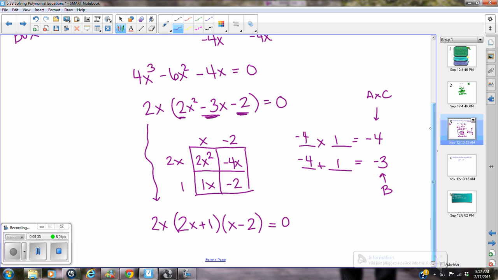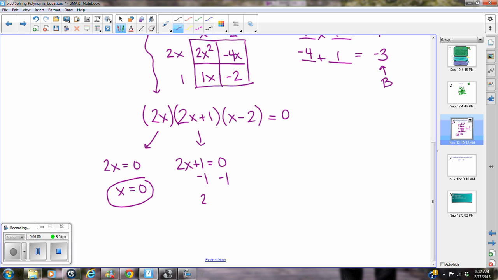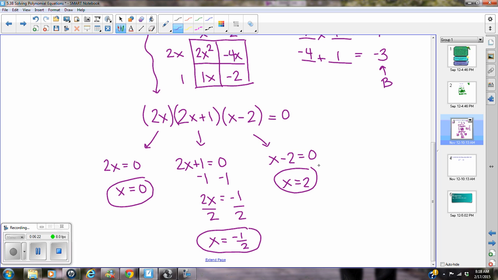Now remember, we were supposed to find out the solutions. We're supposed to be solving this. So here we really have, I'm going to put parentheses around this to make it look like we have 3 things multiplied that equal 0. Remember, what you have to do is set each of those things equal to 0. So if 2x equals 0, I divide everything by 2 and x equals 0. There's my first solution. If 2x plus 1 equals 0, it looks like we can figure out pretty quickly that x equals negative 1/2. So there's my second solution. And then this one, all you have to do is look at the opposite here. So x equals 2. So there are my 3 solutions.